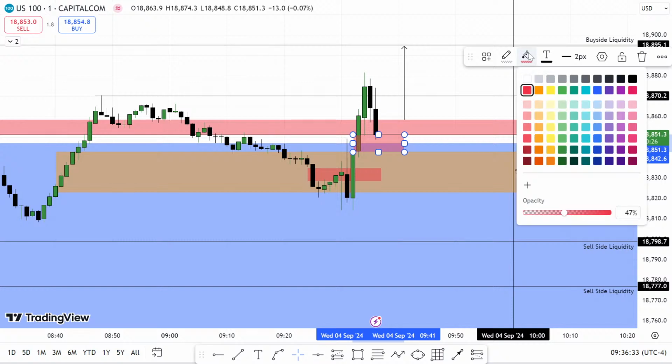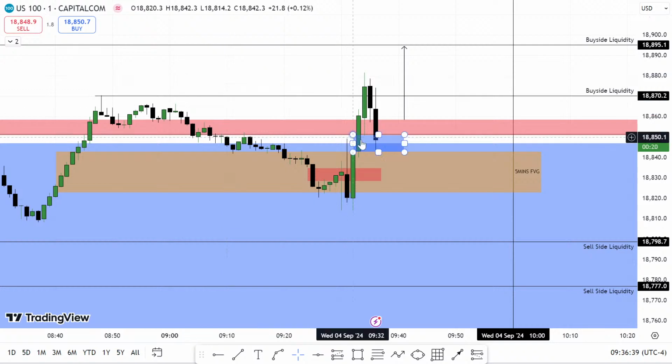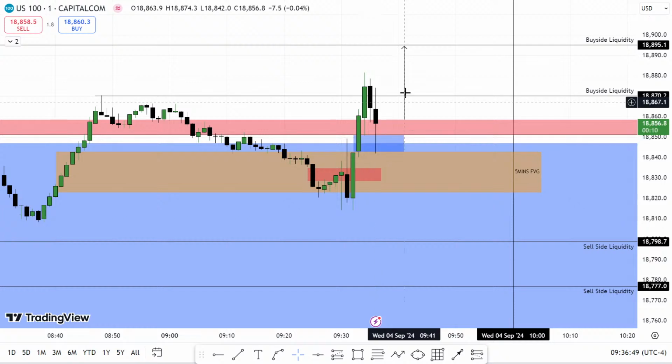So note how we've offset a high. A reversal can happen here if this bullish fair value gap does not hold. That is, if it breaks through this bullish fair value gap, it can be a reversal to this sell side liquidity. But for now, I want to see it reach for the buy side liquidity resting there.